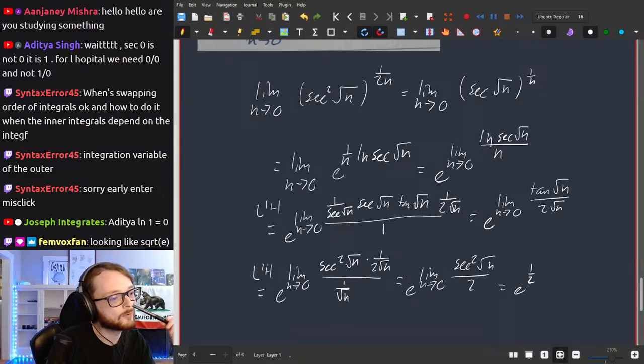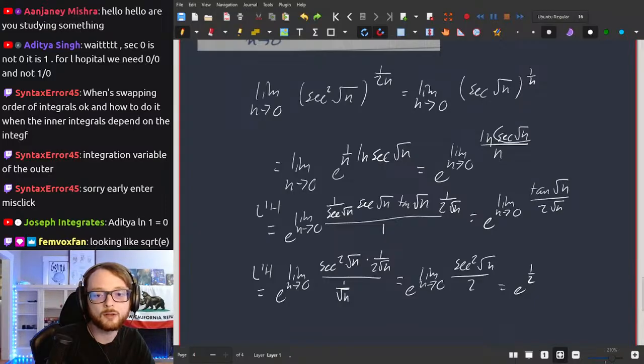Secant of 0, yeah. And if you're talking about this stage here, secant of 0 is 1, and then ln of 1 is 0.